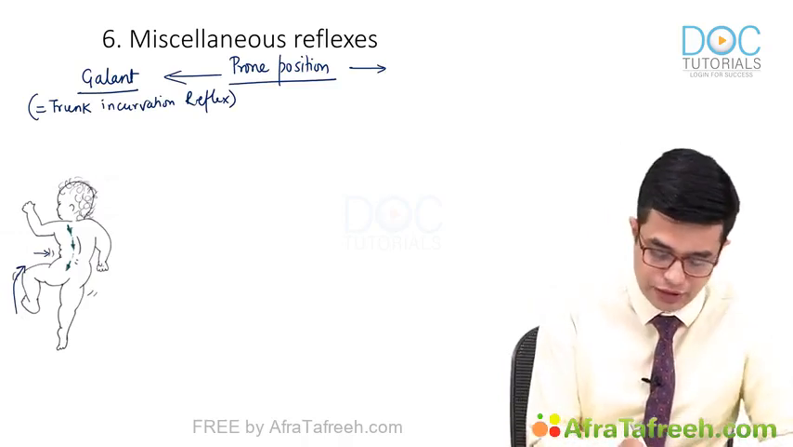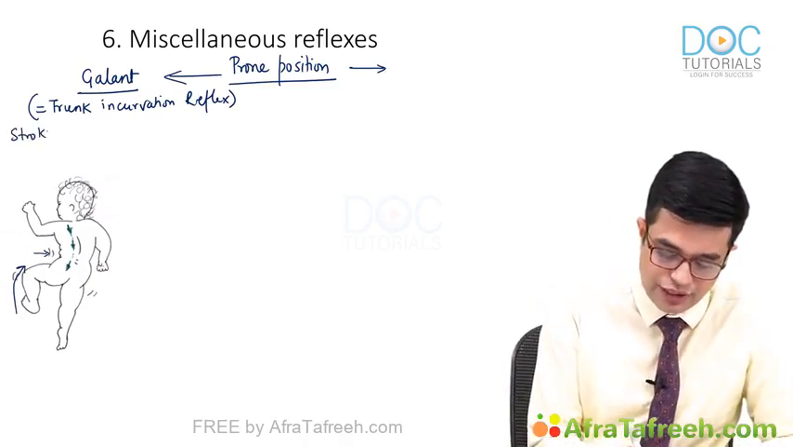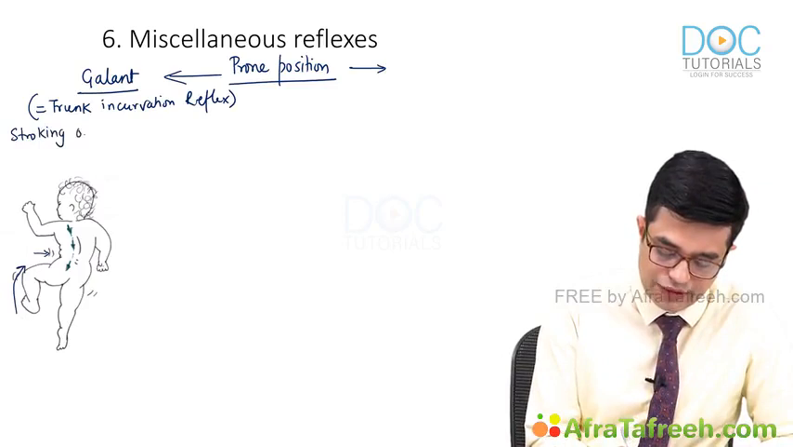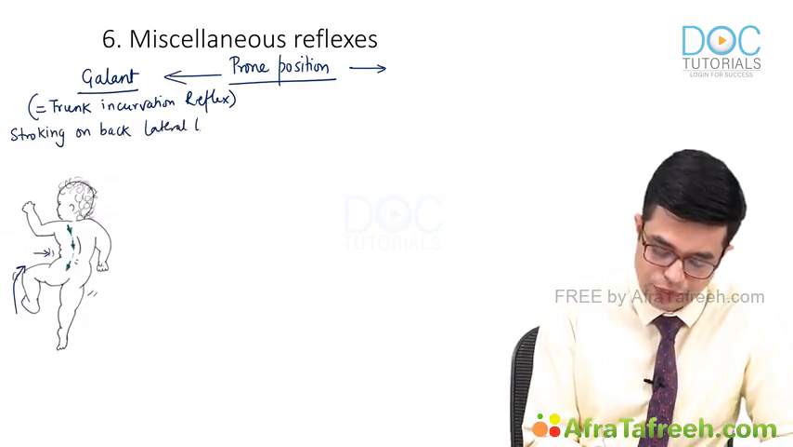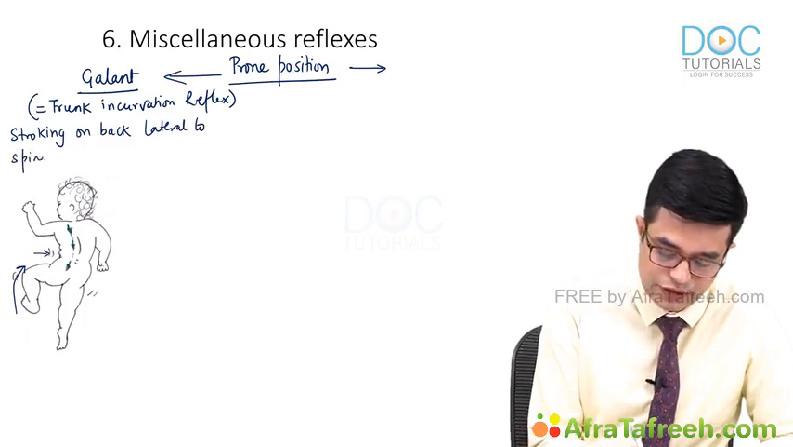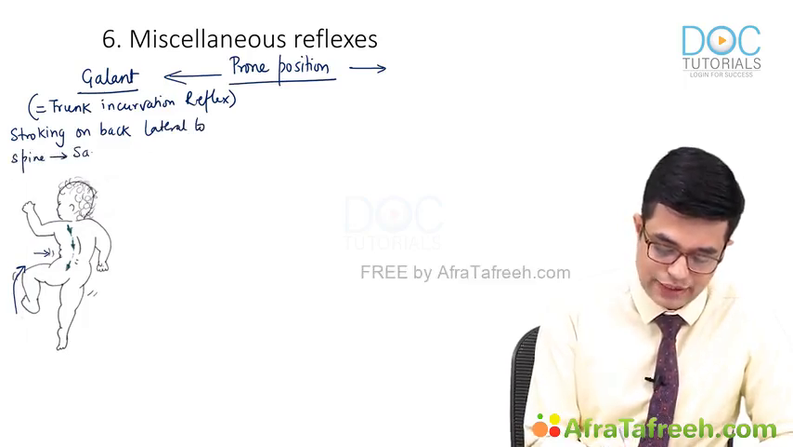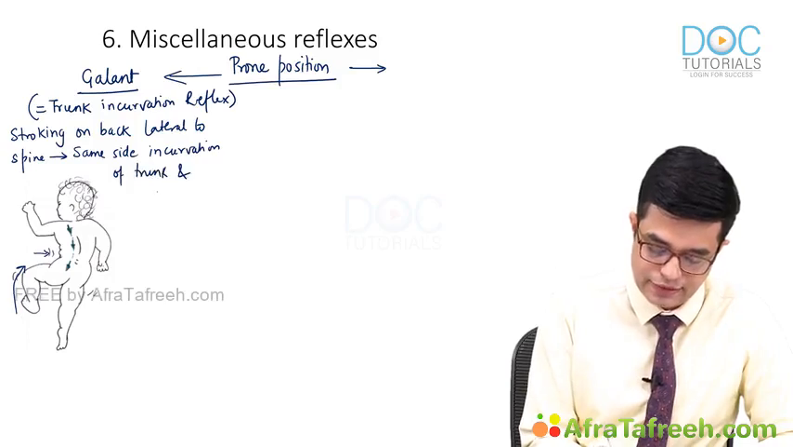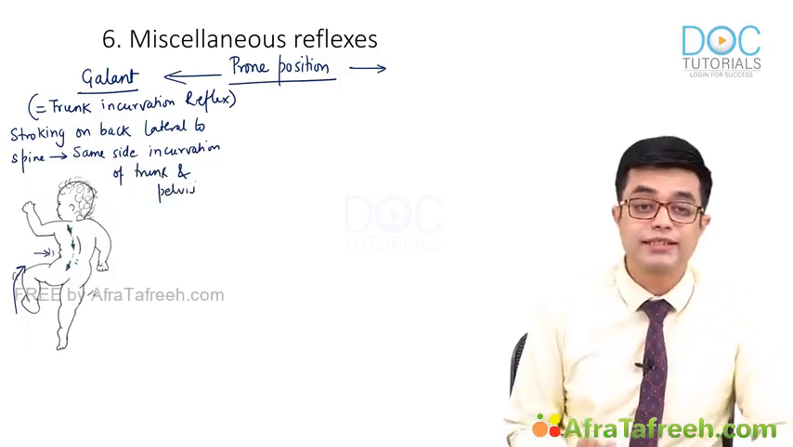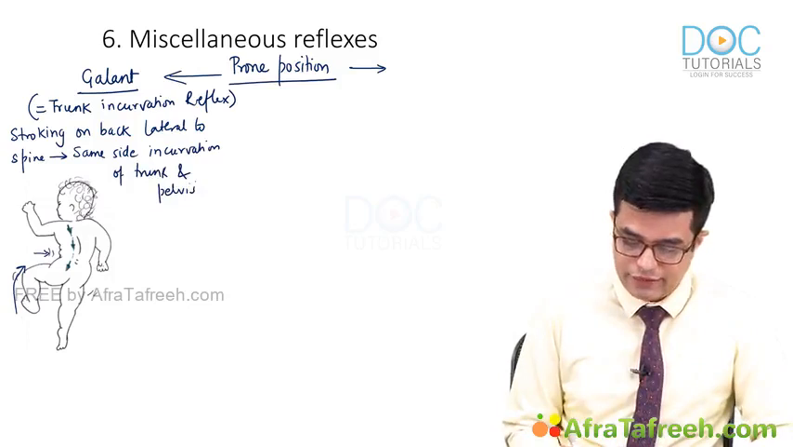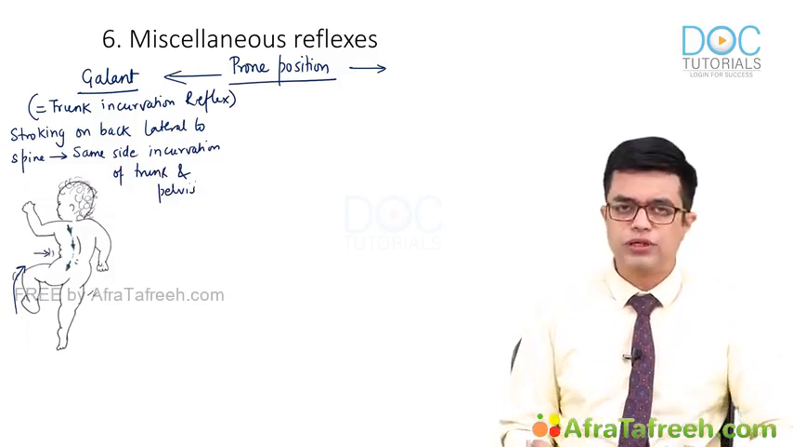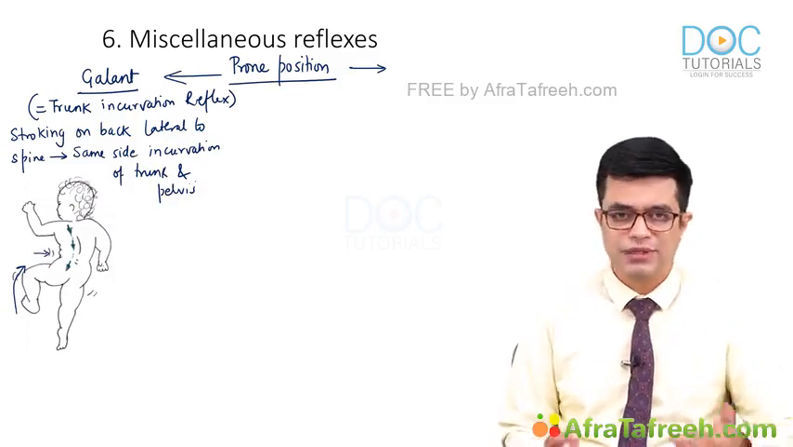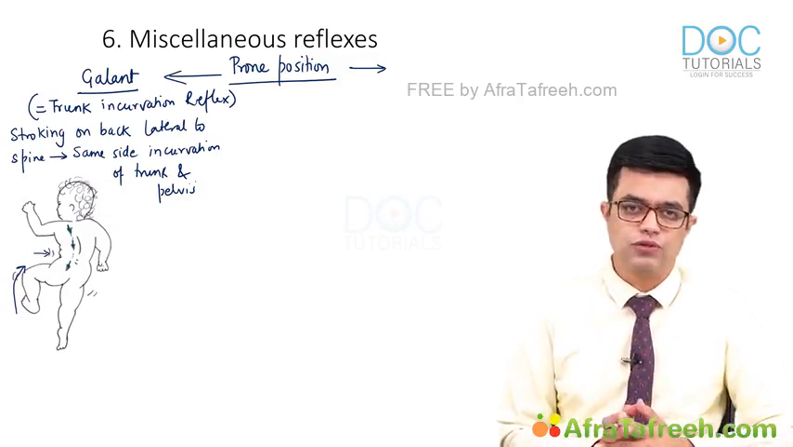So if you have to remember that stroking on the back lateral to the spine will cause same side incurvation of trunk and pelvis. That is called as gallant reflex. Gallant reflex is normally present in newborns, although it may be difficult to elicit in very young babies, but it is found to be present in most of the newborns at birth.